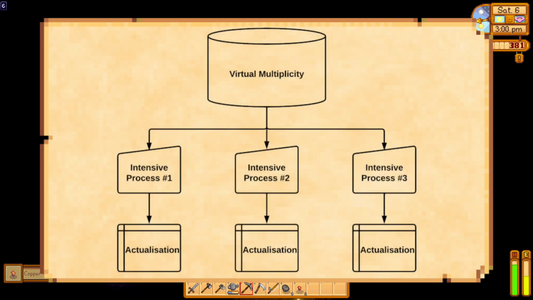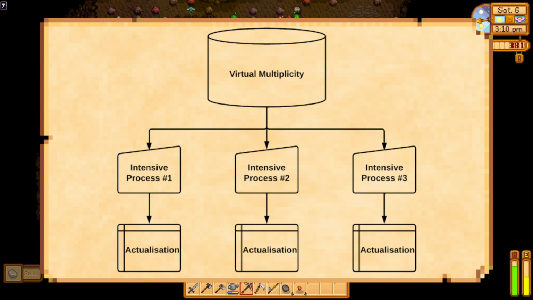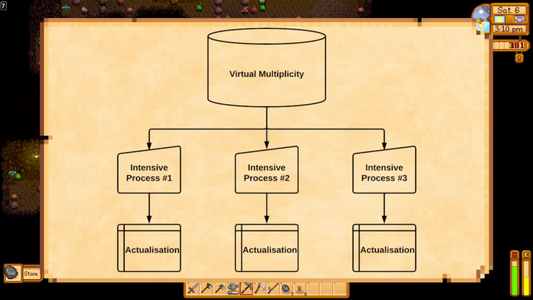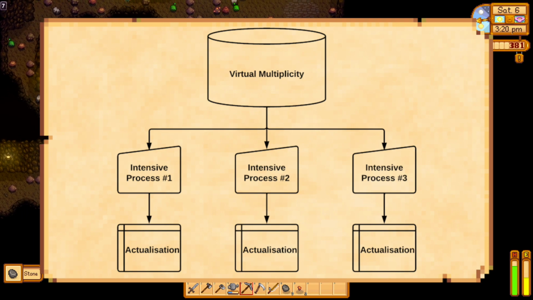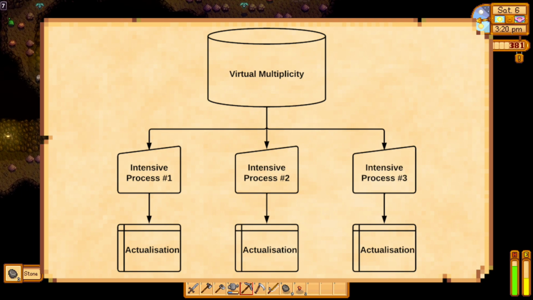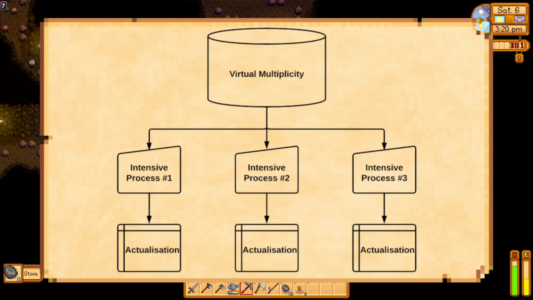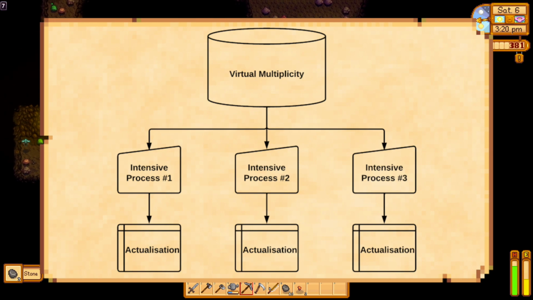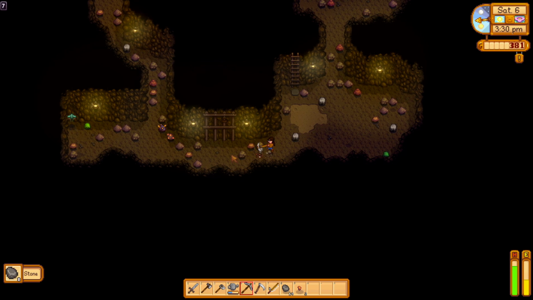In a more general fashion, Deleuze also argues that intensive processes don't resemble the virtual multiplicity they embody, on account of how divergent they can be. The same multiplicity can be embodied by a myriad of diverse processes, logically leading to a myriad of different actualizations, as seen in this diagram.